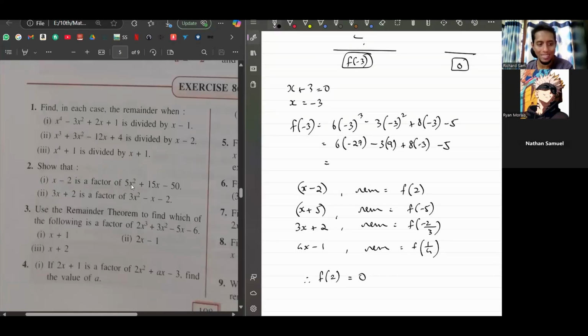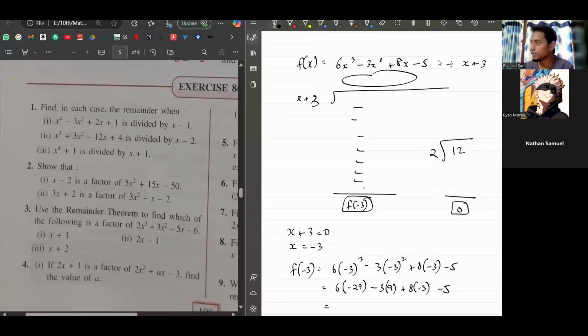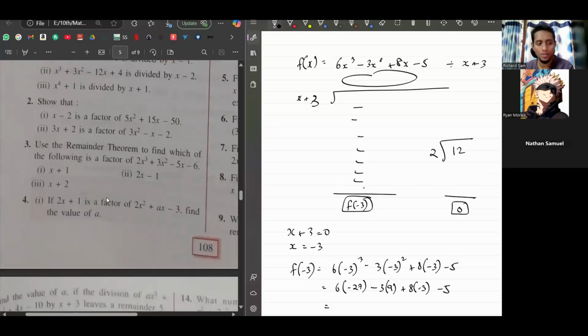First, you have to take f of x is equal to this one, like how I wrote over here. f of x is equal to the polynomial. Then you write, according to the remainder theorem, if f of x is divided by x minus 2, then the remainder is equal to f of 2. Understood?